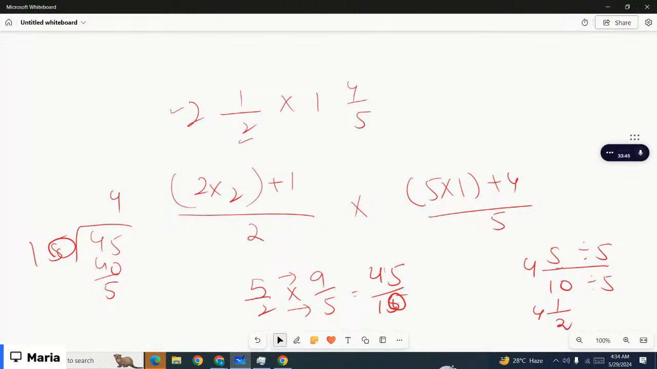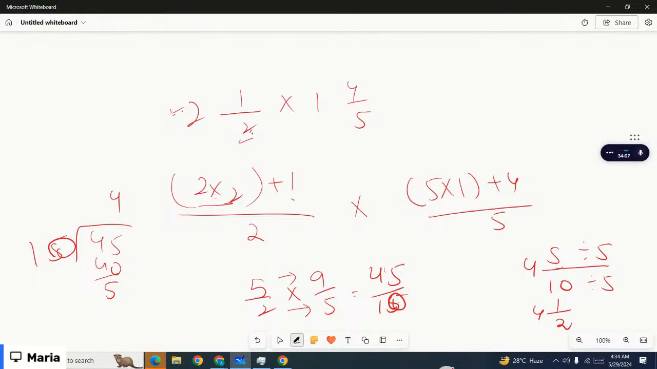What you have to do? First thing, you have to convert the mixed number to an improper fraction. How do we convert? You have to multiply the denominator times the whole number. 2 is the denominator and 2 is the whole number. You have to do 2 times 2. Then you need to add the numerator, right? So that would be 2 times 2 is 4 and 1, 5 over 2.